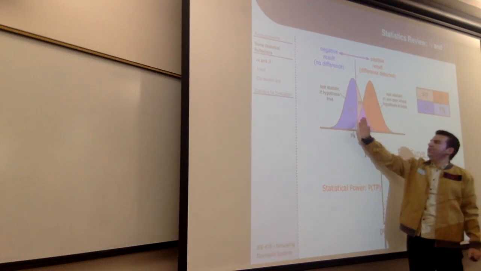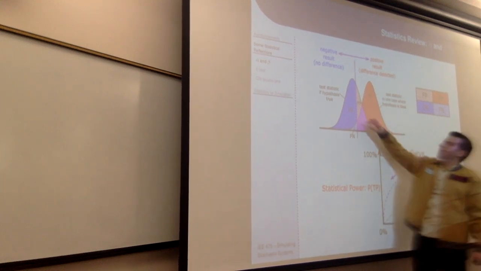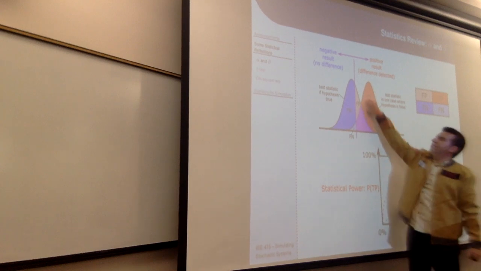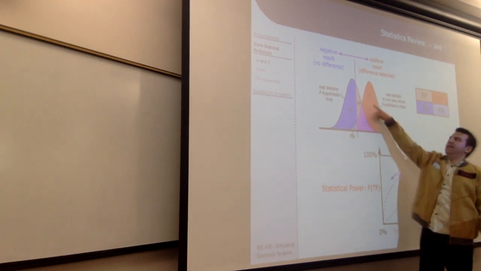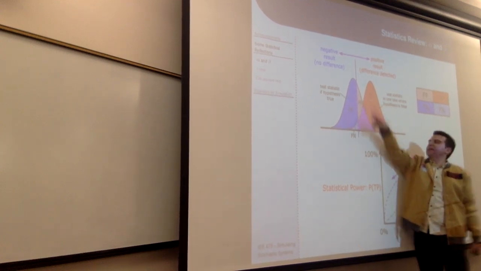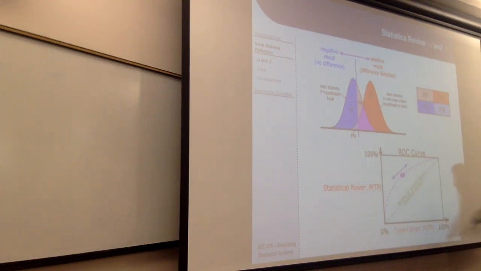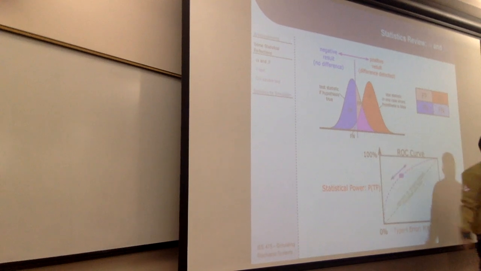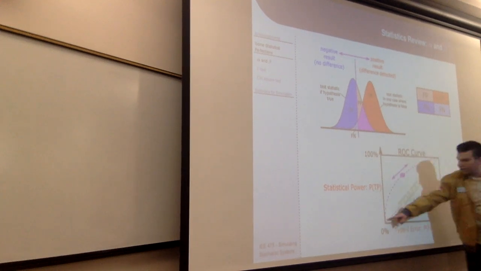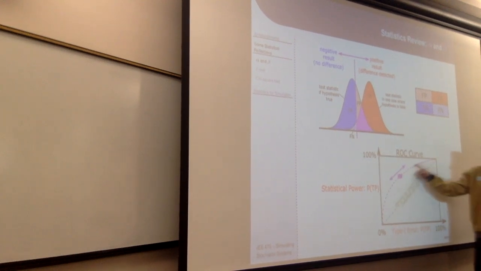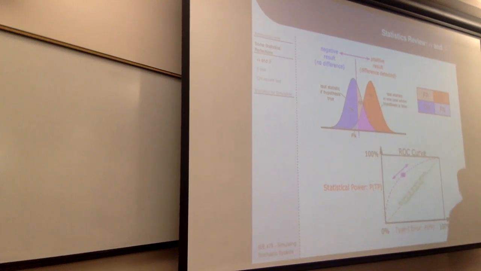And so if we do make decisions based on this threshold, the area underneath the alternative is the true positive rate, and that's our statistical power. And so if we were to plot these two things against each other, false positive on one axis, true positive on the other axis, then we get a curve that looks like this one. And this is a so-called ROC curve, or Receiver Operating Characteristic Curve.